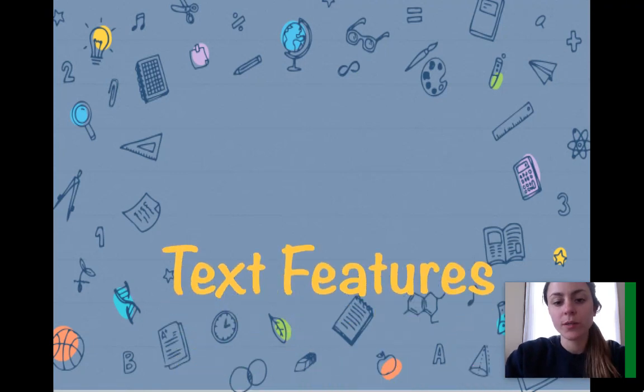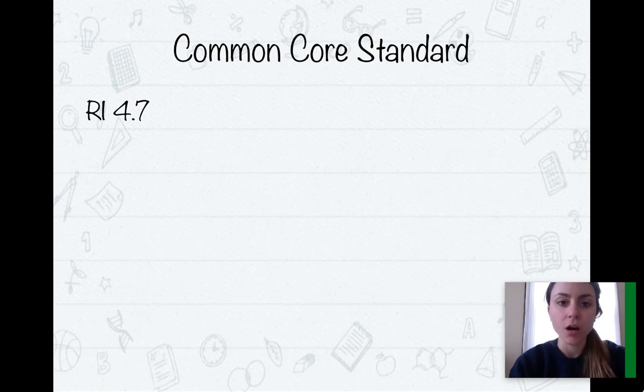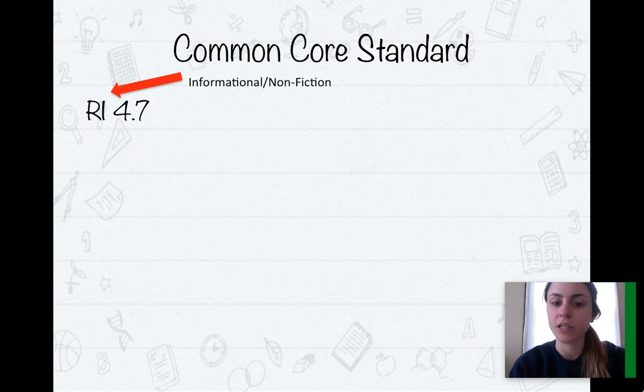So today, boys, we're going to be learning about text features. The Common Core standard that aligns with text features is RI 4.7. RI stands for Reading Informational Text, so we're going to be focused on those informational and nonfiction texts today that are going to give us true facts.